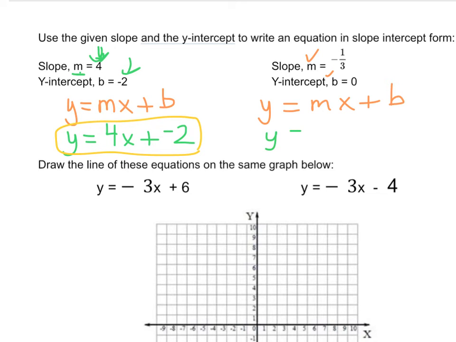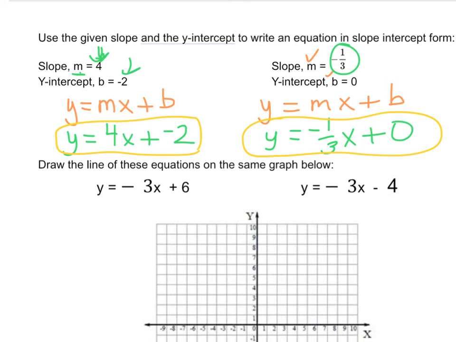So for this one, our m is -1/3 right there. So I just take out the m and put in -1/3. Don't forget to write the letter x. And then plus b is just 0. And again, you could simplify that and just have y equals -1/3 x.